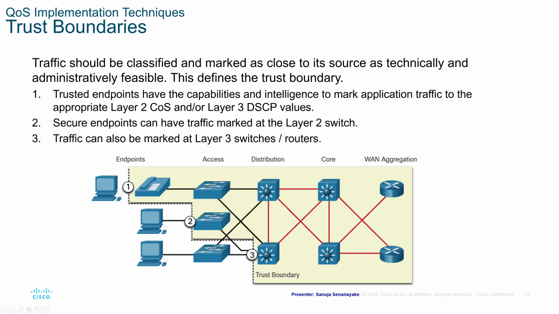So the trusted endpoints have the capabilities and intelligence to mark the application traffic to the appropriate layer 2 QoS and/or layer 3 DSCP values. So the endpoints could do that, the trusted ones. However, the secure endpoints can have traffic marked at the layer 2 switch, right here, while the traffic can also be marked at the layer 3 switches and routers, which is something like this. So it can be marked at the trusted endpoint, at the layer 2 switch, or at the layer 3 switch as well. That's what you need to get out of this slide.